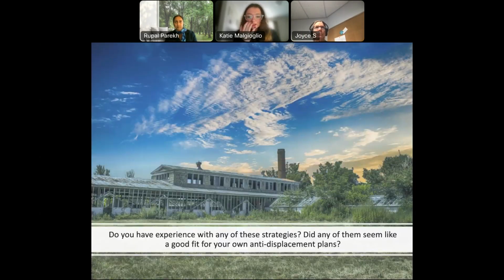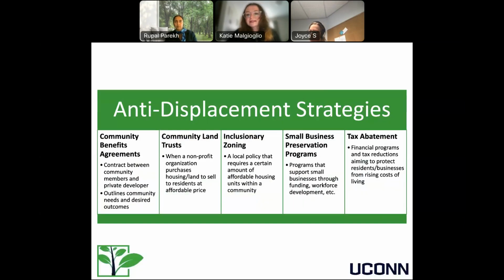We'll do one more discussion question. I'm wondering if anybody has experience with any of these strategies, or if any of them seem like maybe a good fit for your community or for your anti-displacement plan. And I'll go back to the slide so we have it up.